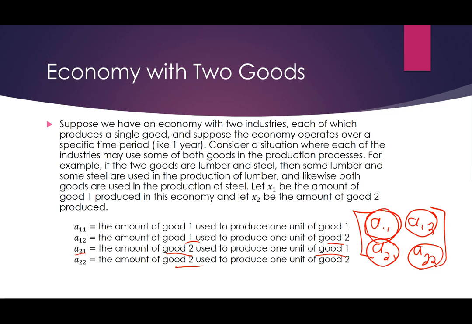So very interesting layout, but you can sort of see how these matrices are going to be built. We're going to have a row that represents the production of lumber and production of steel. And then we're going to have the columns representing the product of lumber and the product of steel. So production and product. Okay, very interesting stuff.